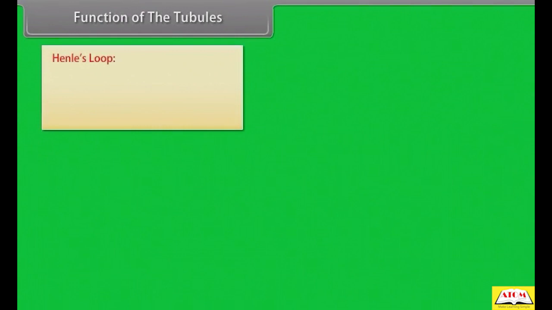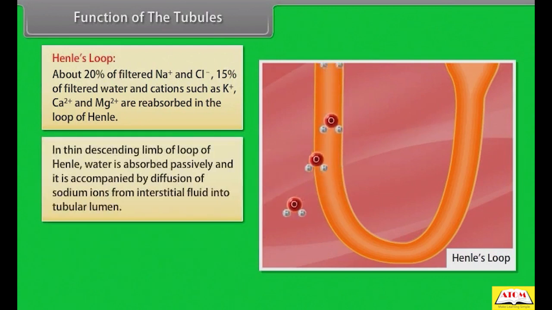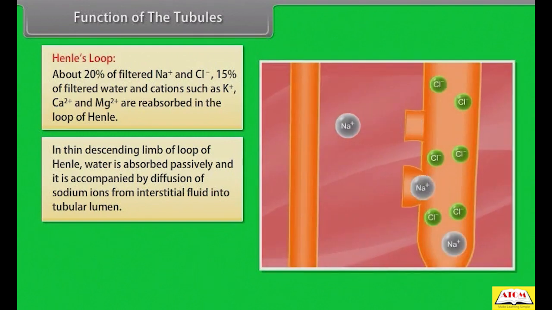Function of the tubules. Henle's loop. About 20% of the filtered Na+ and Cl-, 15% of filtered water and cations such as K+, Ca2+, and Mg2+ are reabsorbed in the loop of Henle. In thin descending limb of loop of Henle, water is absorbed passively and it is accompanied by diffusion of sodium ions from interstitial fluid into tubular lumen.